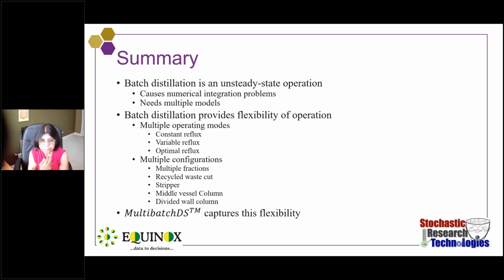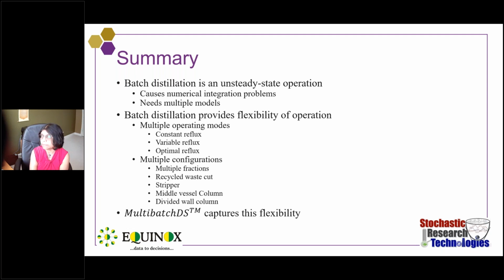So I'll ask Param. In summary, what I have shown is that batch distillation is an unsteady state operation. The Rayleigh equation was the first differential equation to describe it, but it causes numerical integration problems, because batch distillation is harder to integrate than continuous distillation, because of the big reboiler and smaller hold-up on the plates. It may need multiple models, so people have proposed multiple models. There are multiple operating modes: constant reflux, variable reflux, optimal reflux. The literature describes some of this, and most of the optimization work was concentrated on optimal reflux.